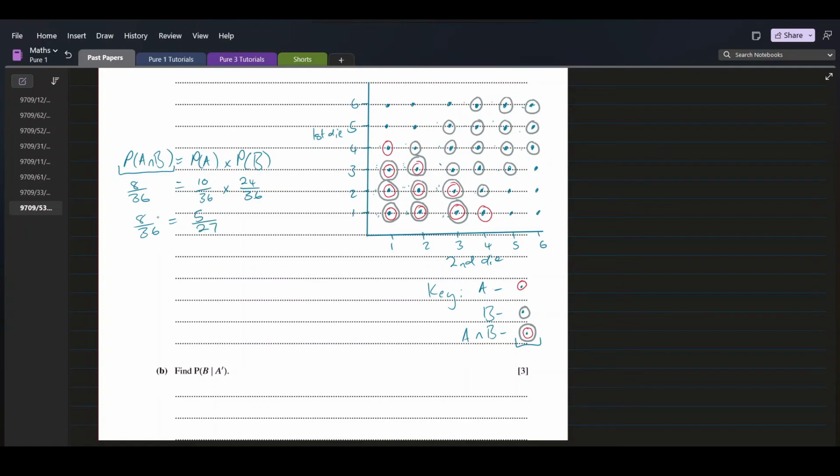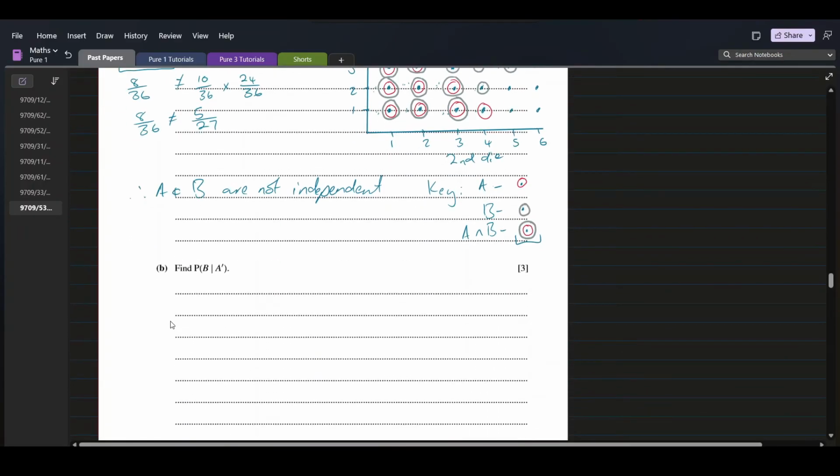So clearly the intersection is not equal to the product of events A and B. So that means that events A and B are not independent, and that would be our final answer. Part B, find the probability of B given A complement.